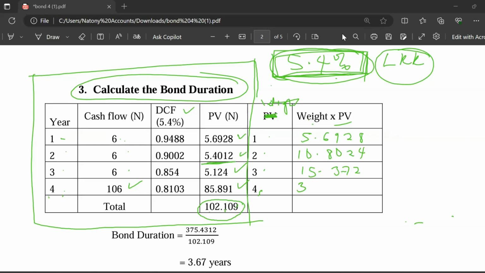That will give 343.564. So if this is added, it's going to give 375.4321.